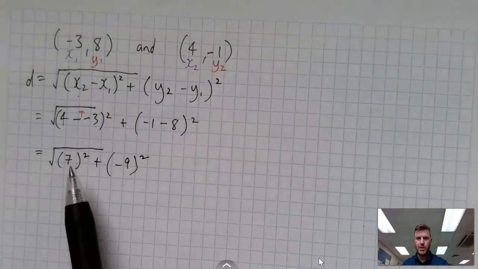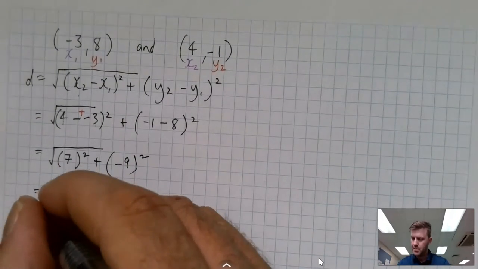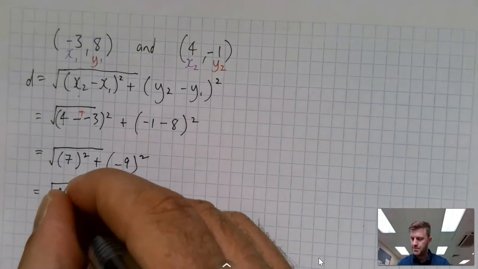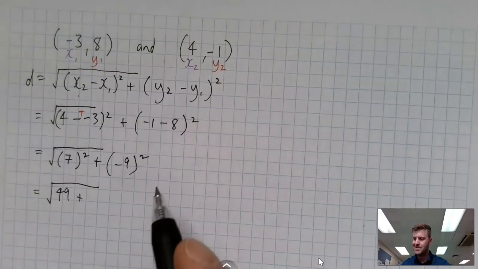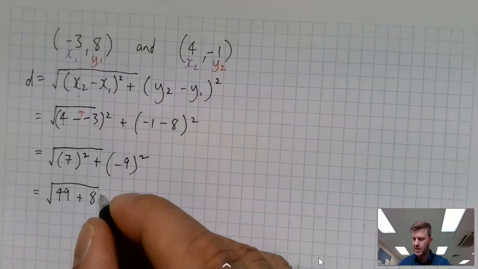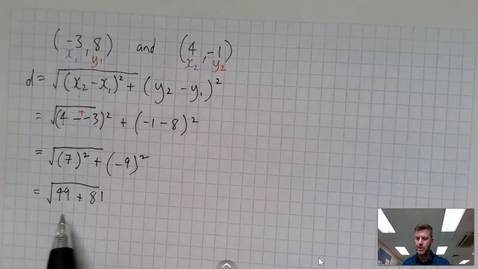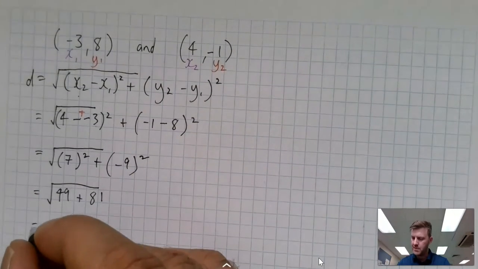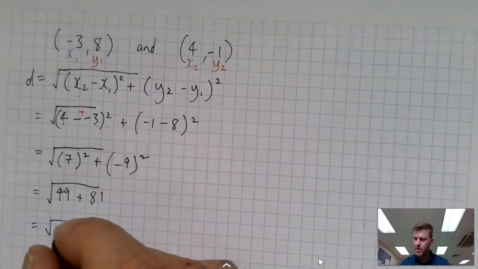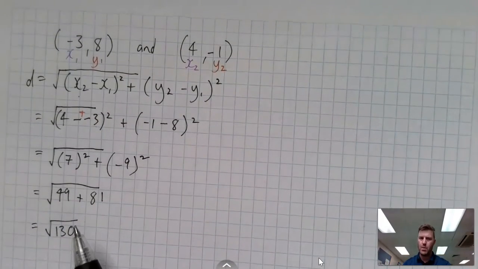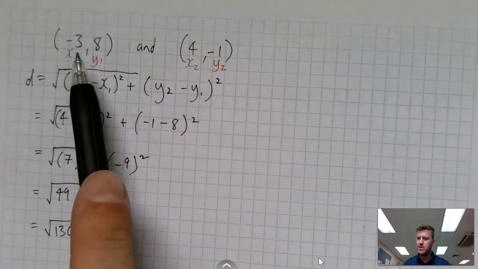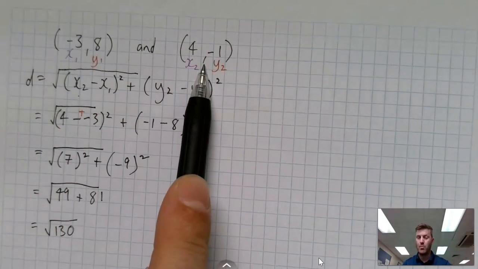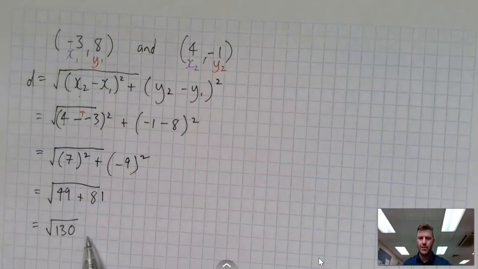So now I'm going to go ahead and actually square these values. 7 squared is 49. Minus 9 squared, remember that's minus 9 times minus 9. Okay, and that is minus times a minus, a positive. So that becomes 81. Alright, now again I'm going to go ahead and add these two values together, which gives me square root of 130. And again, 130 is not a square number. I'm going to keep it in exact form. The distance between these 2 points, minus 3, 8, and 4, minus 1, is the square root of 130.